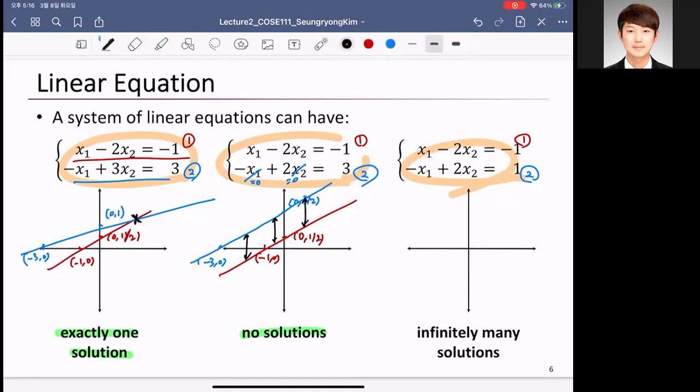What about the last one? Okay, let's draw the first equation. Negative 1, 0, 0, 1/2, and like this. And the second equation is going to look like this. There are so many intersections in this case, right? So in this case, how many solutions exist? Infinitely many, right? So we can say that this system has infinitely many solutions.